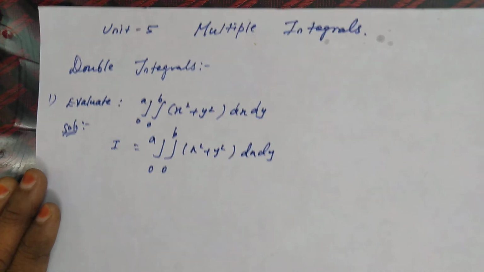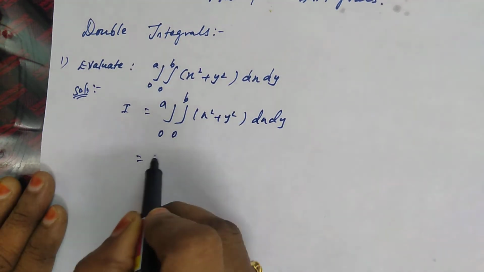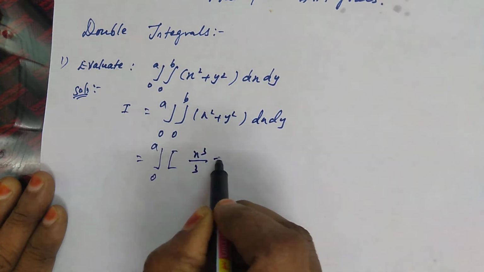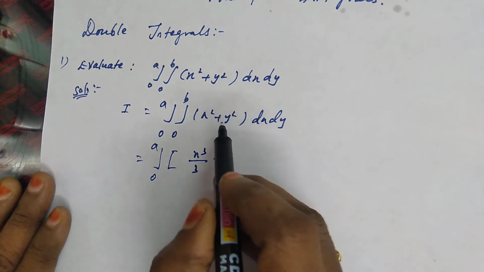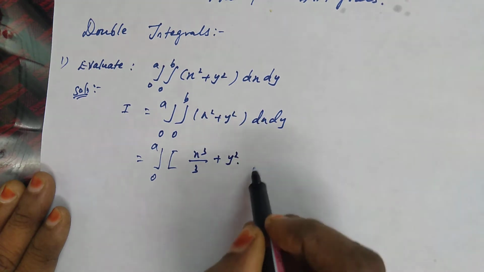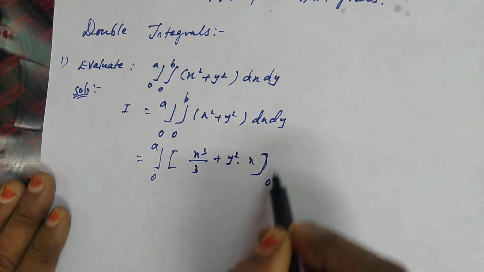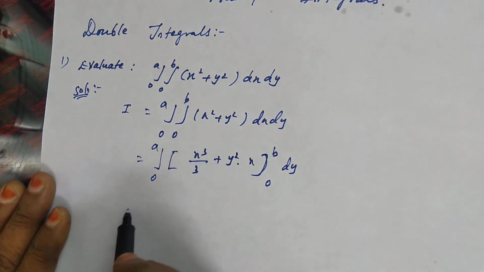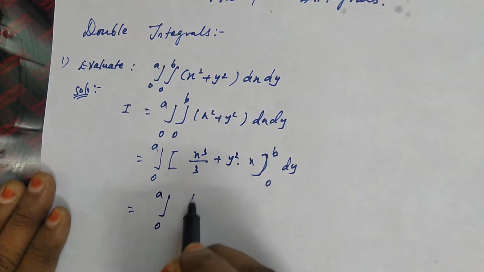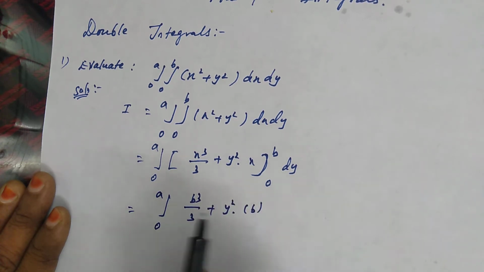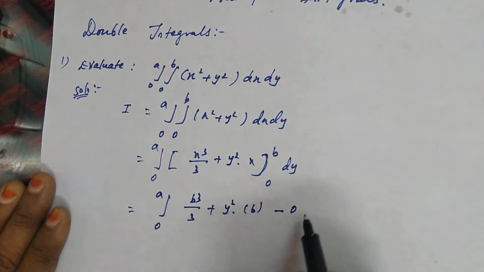First we are supposed to integrate with respect to x. So the integral of x square is x cube by 3. Integrating with respect to x, we have to treat y as a constant, so keep y square as it is. The integral of dx is only x, with the limit 0 to b, into dy. Now we apply the limit for x. So integral 0 to a of b cube by 3 plus y square into b, this is the upper limit, minus the lower limit, which is 0, into dy.